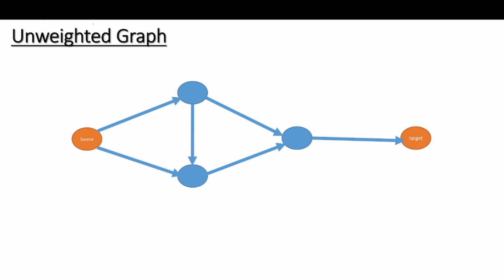Let's suppose this is your source, from here to here. So how are we going to find the distance between two nodes? Let's suppose this is a vertex or node A and this is B. From A to B, if somebody wants to find the distance, how will you find that?